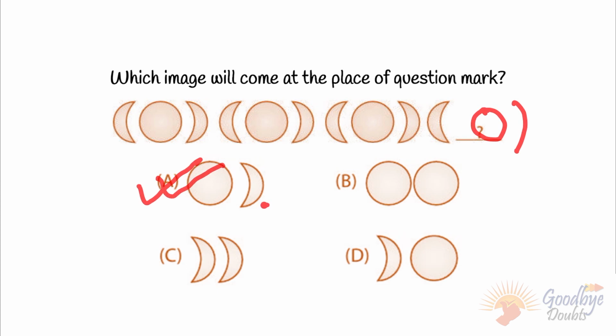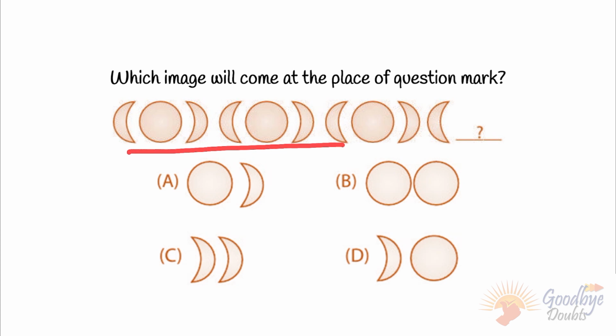I hope that whatever we have discussed, you are able to follow the concept. If not, please rewind the video and watch it again. It's a very simple concept. You just have to concentrate on the series of images. You will be able to find a specific pattern, and once the pattern is clear, you can easily find which option should be the correct option.